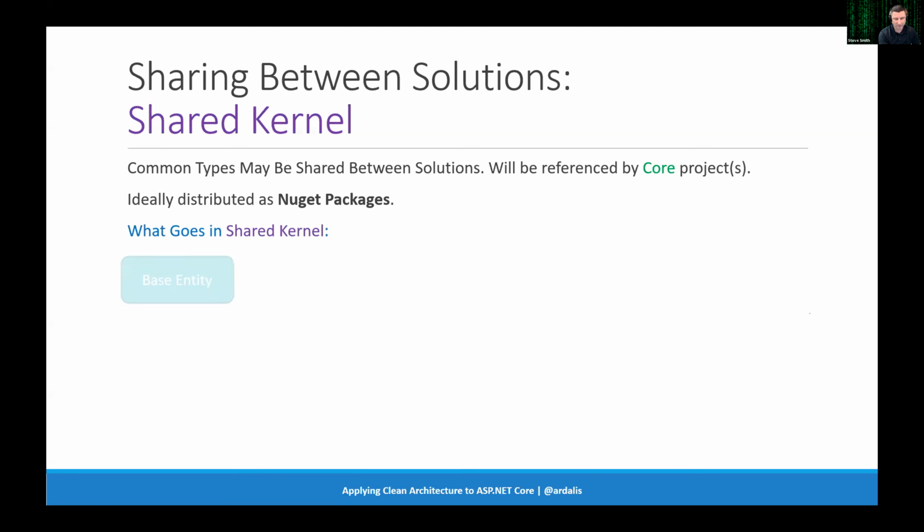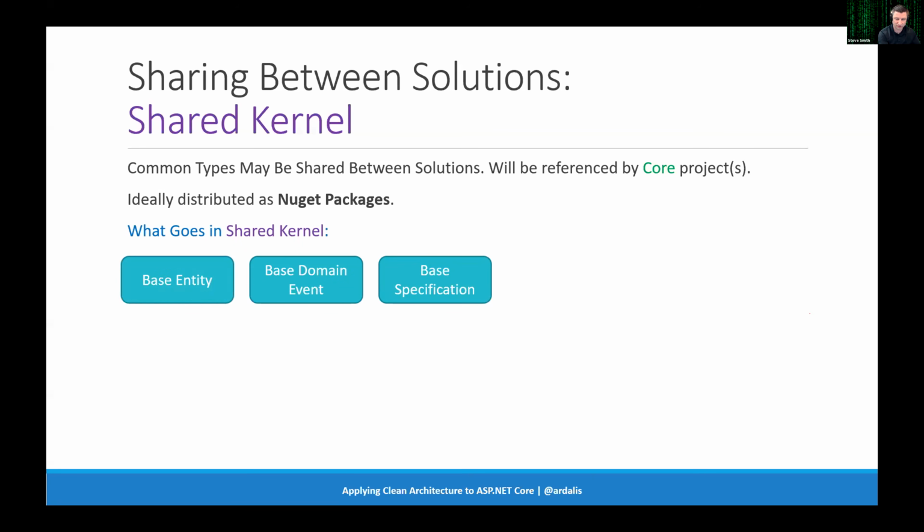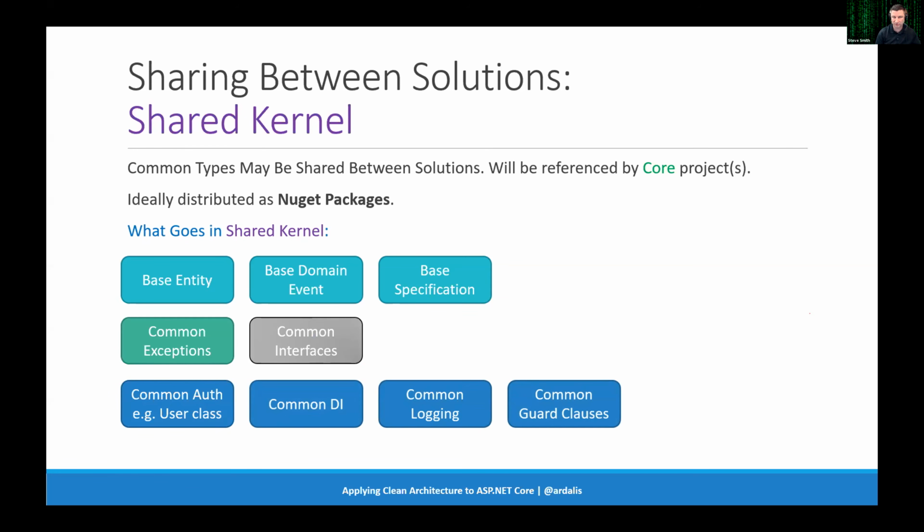All right, so what might go in here? This is going to be things like base classes that your core project uses. They might be base entity, domain event, specification types, common exceptions that you use everywhere, common interfaces that you use everywhere. Authentication is very frequently something that is shared between solutions, so that might go there. You might standardize on a particular DI library like Autofac or something like that. Anything you have that's helper methods, extension methods, things like that could live here that kind of facilitate that. If you standardize on a particular logging package, that could go in here as well. Common guard clauses for company-wide requirements that you check all the time could go in here.